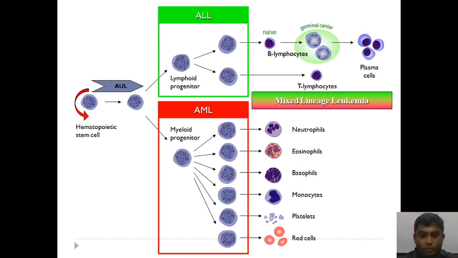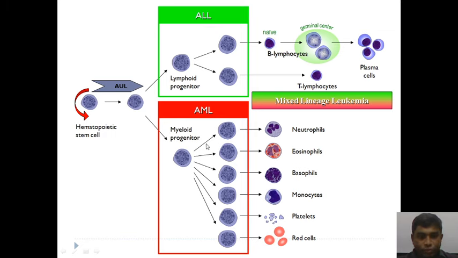So what is acute leukemia and how does it arise? For this we need to understand normal hematopoiesis. We know the blood cells are composed of red blood cells, white blood cells and platelets, and all of these arise from a specific progenitor cell, which in turn arises from a hematopoietic stem cell. Acute leukemias arise from the progenitor cell.